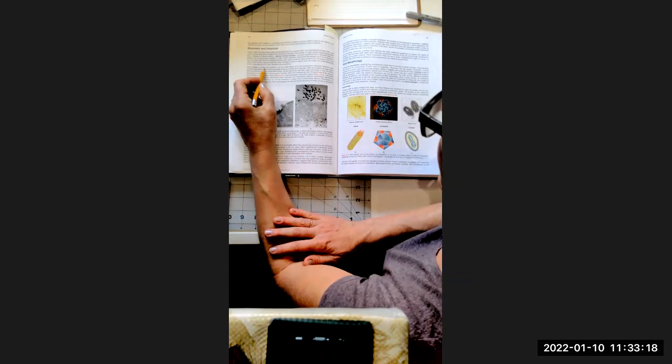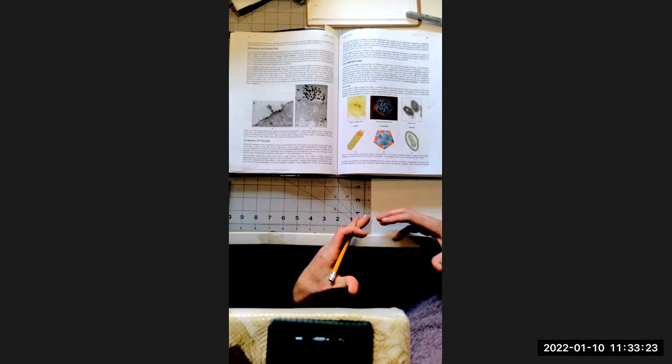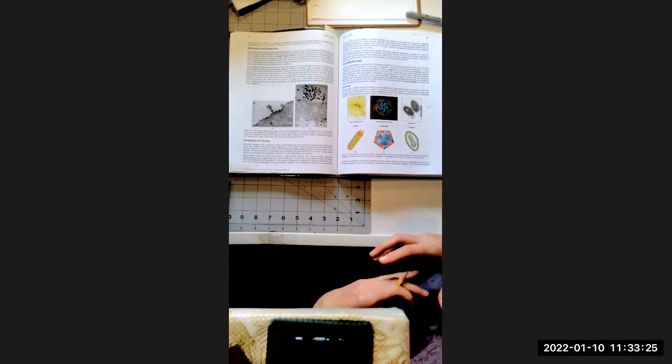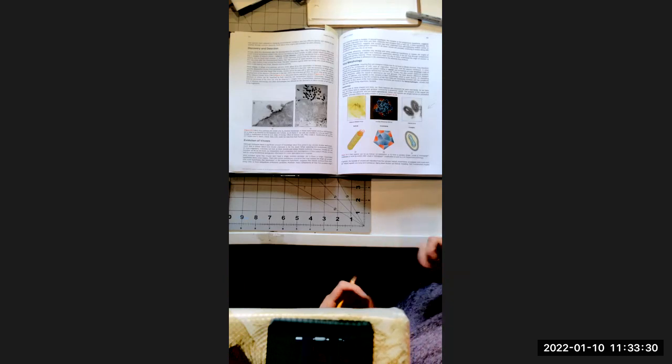So virions, a single virus particle. Right, viruses aren't cells, they're acellular, so they don't have a cell membrane, they don't have ribosomes, so we got to call them something. We call them virions or particles.